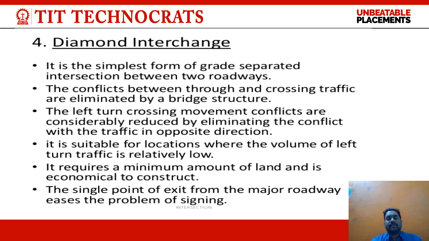Diamond interchange. It is the simplest form of grade separated intersection between two roadways. The conflicts between through and crossing traffic are eliminated by a bridge structure. The left turn crossing movement conflicts are considerably reduced by eliminating the conflict with the traffic in the opposite direction. It is suitable for locations where the volume of left turn traffic is relatively low. It requires a minimum amount of land and is economical to construct. The single point of exit from the major roadway eases the problem of signing.